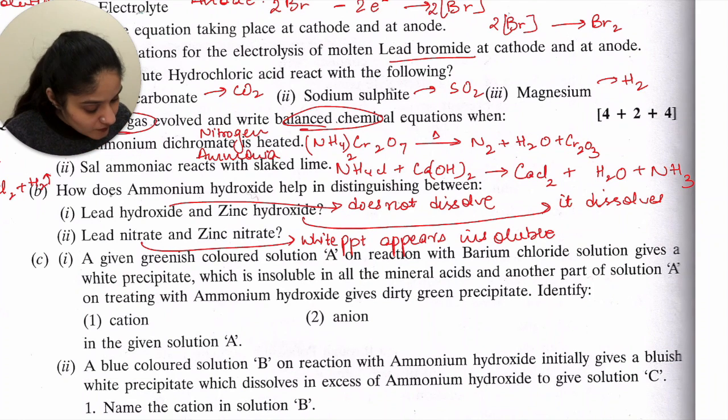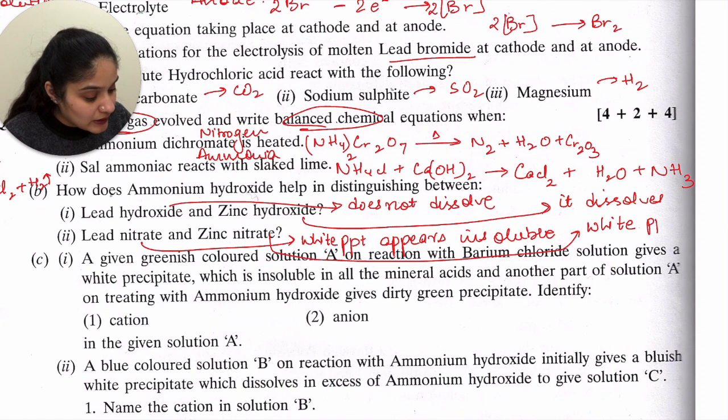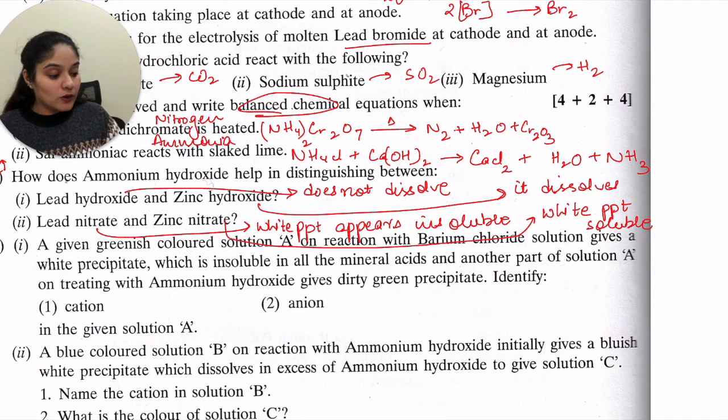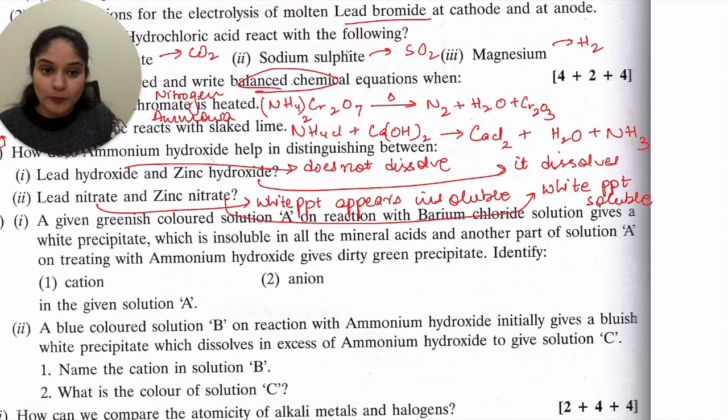So for the second one, that is your zinc nitrate, we will say white PPT, soluble in excess. Although you will have to write the answers properly in the answer scripts, I am just giving you an idea about what the correct answer is expected out of you.